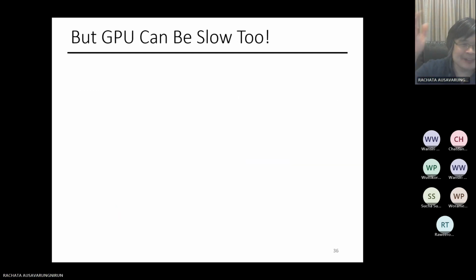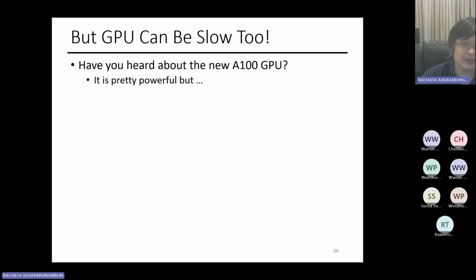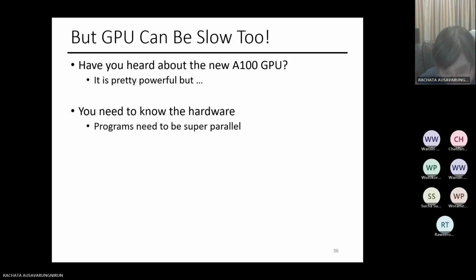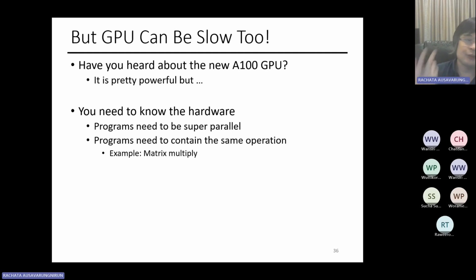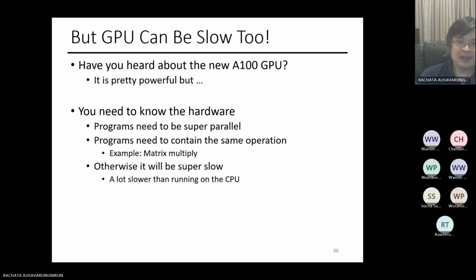But again, you cannot just simply run every single thing on a GPU. GPU can be slow too because they have a design trade-off, right? So let's say you have an A100 GPU. It's a really, really powerful machine. But you need to know the hardware. And if you do not understand how the hardware works, making sure you write a program that runs well on a GPU is going to be a really, really hard task. Because at the end of the day, you have to parallelize your program. You have to make sure they contain the same operation over and over and over. Otherwise, it's not going to be fast. Otherwise, it'll actually be a lot slower than running your program on the CPU.